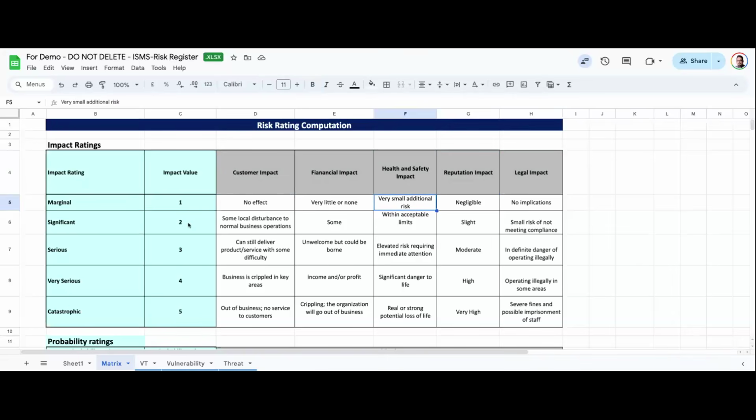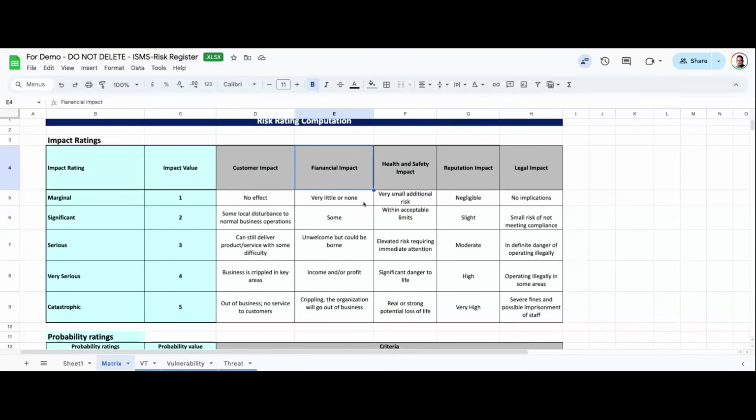Then after marginal you have significant, and these values can also be in terms of monetary values. For example, when we are talking about financial impact, this could be in dollars. So marginal could be a few hundred dollars, significant could be a few thousand dollars. Again, depending upon the company's risk appetite and turnover, these values could be monetary as well.